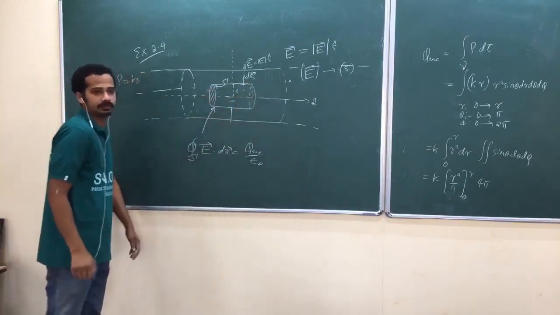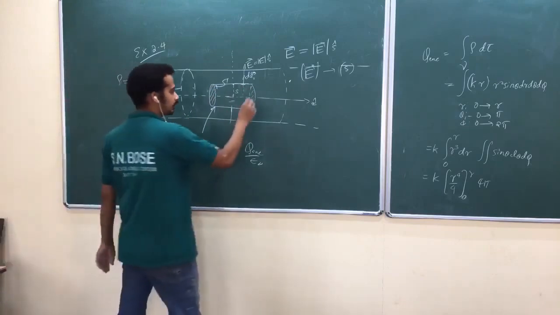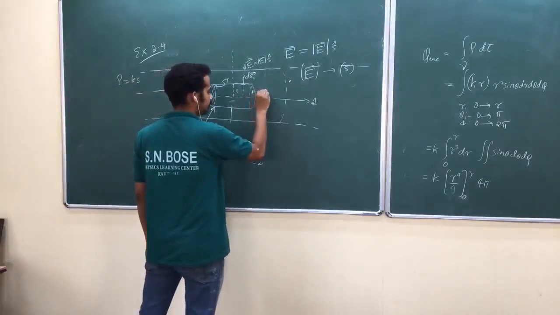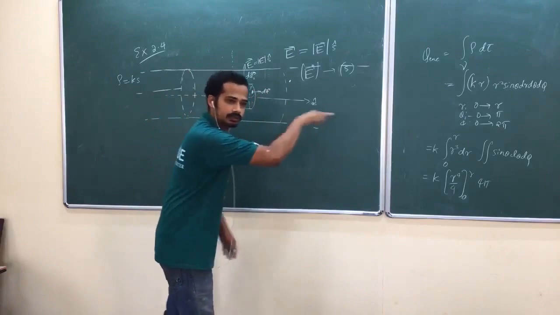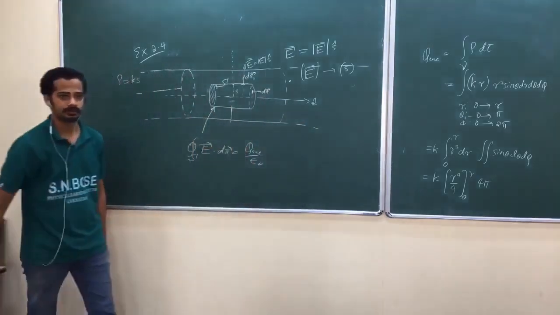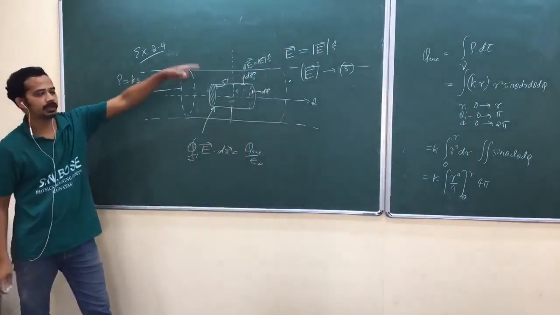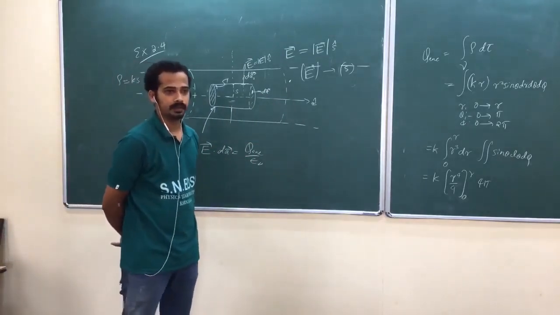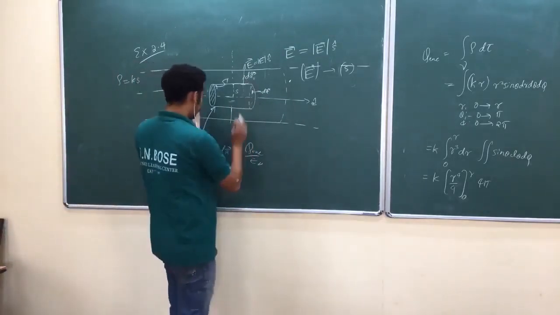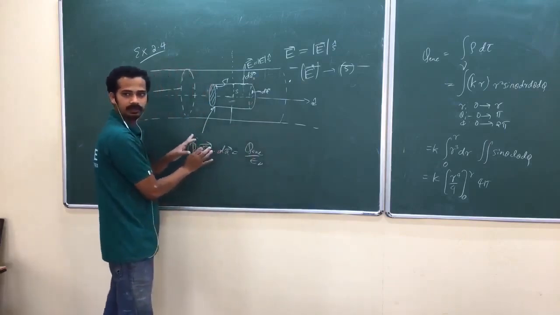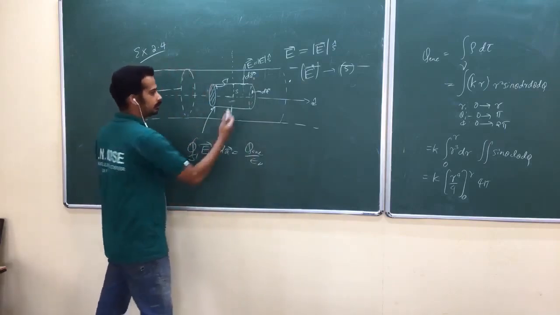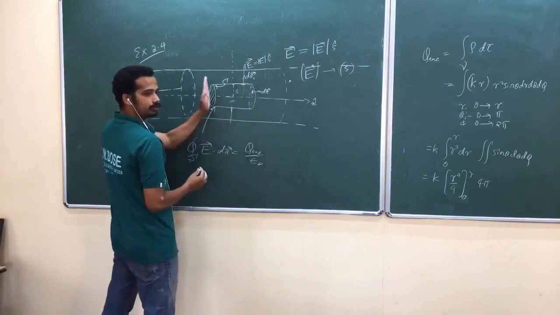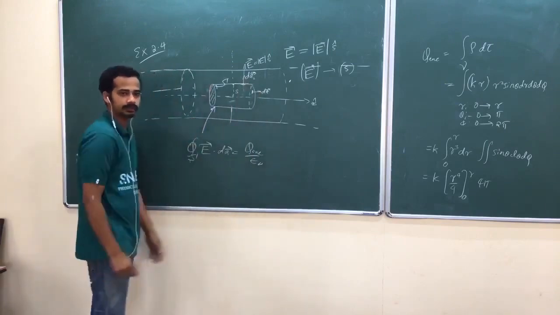Surface integral of the end surface. For that end surface, you have to take dA vector along z cap or minus z cap, but your electric field is along S cap. S cap dot z cap is 0, so there will be no flux. Again, this is the total flux, am I right? You are finding the electric flux. There will be no flux through this end surface.